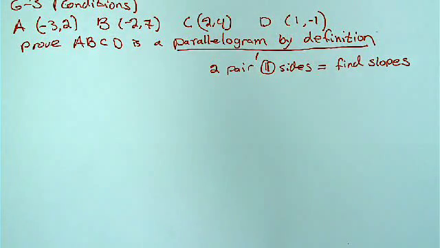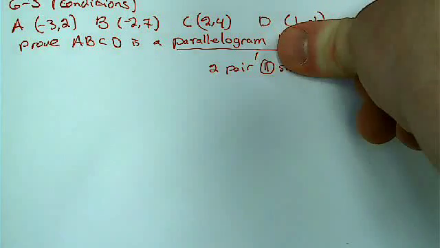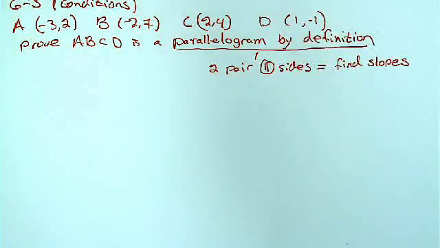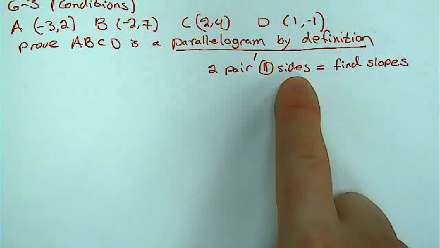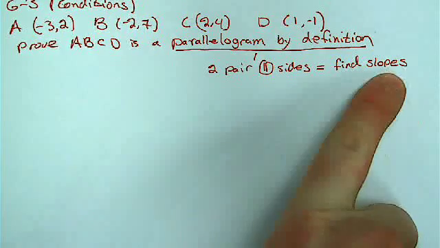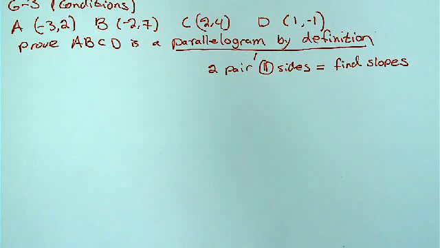So if it had just said, prove it's a parallelogram, you could say, okay, let's find the midpoints of the diagonals and see if they match. That would do it. You could say, let's find the length of all four sides and see if the opposite sides match. That'll do it. You could also use the definition, which is two pair of parallel sides, so I'm going to be finding the slopes. My advice is whenever you can, find the slope of the sides. It's the easiest thing to calculate.